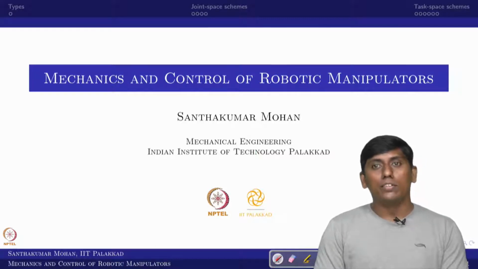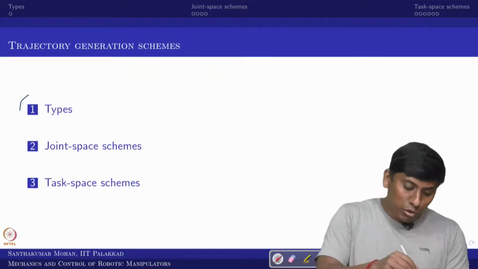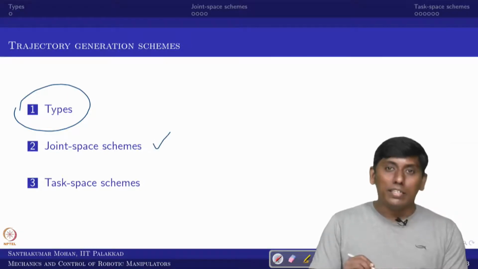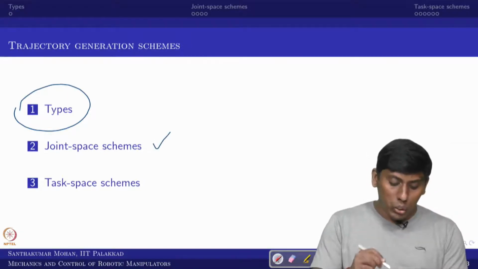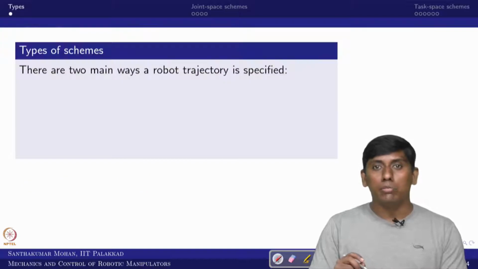In this lecture we are going to see trajectory along with the manipulator, in the sense that we are bringing in some parameters of the manipulator. So we are going to talk about the types of trajectory generation scheme for a robotic manipulator. There are two schemes available: one is the joint space scheme, the other is the task space scheme. This is what we are focusing on in this lecture. We'll see how that goes.